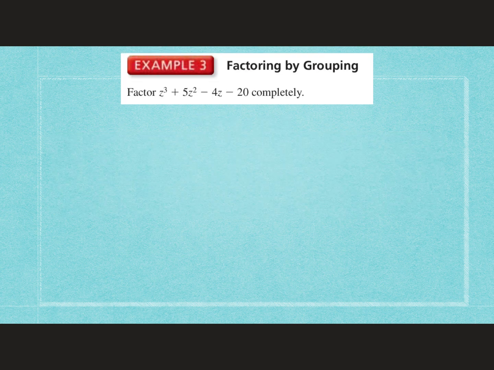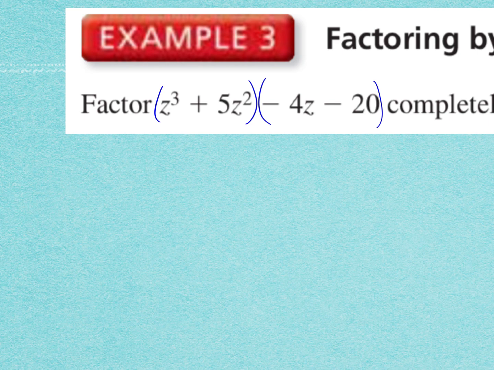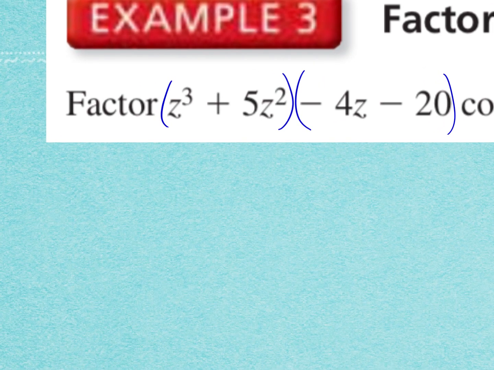So let's look at example 3. We have 4 terms, so we're going to have to factor by grouping. Group the first 2, group the second 2. What's our GCF in the first group? Z squared. So I'm going to take out a z squared. When I take out a z squared, what are we left with? Z plus 5.